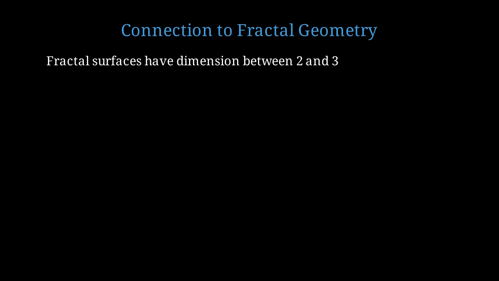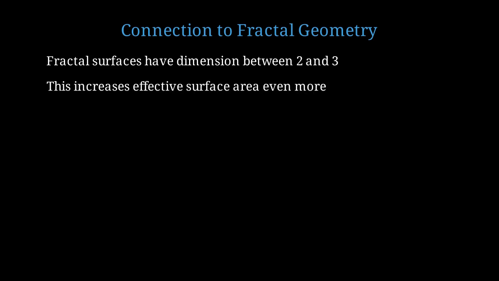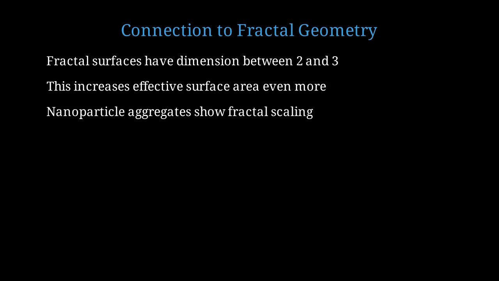There's an interesting connection to fractal geometry that illuminates this further. Fractal surfaces have a dimension between 2 and 3. As we approach molecular scales, surfaces become increasingly rough and fractal-like. This increases the effective surface area even more than smooth geometry predicts, making surface effects even more dominant. Nanoparticle aggregates often show fractal scaling, where the surface-to-volume ratio scales with a non-integer power, leading to even more complex thermodynamics.